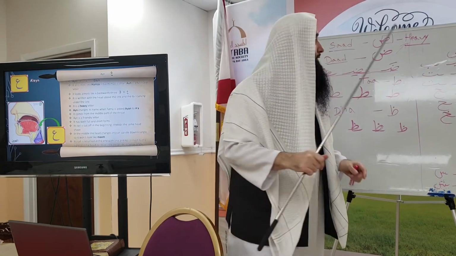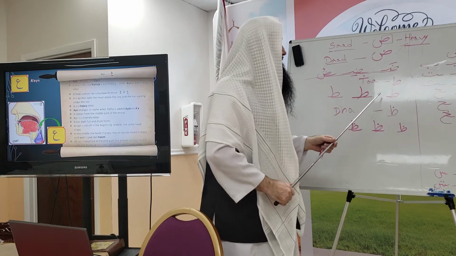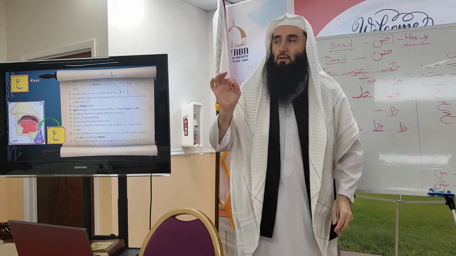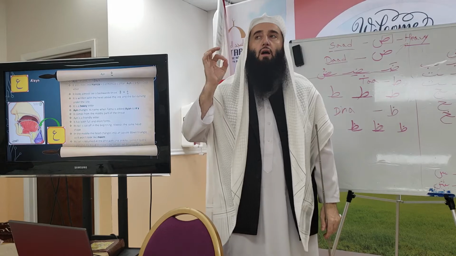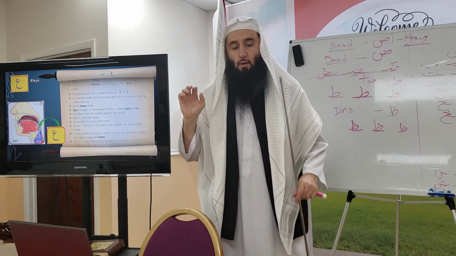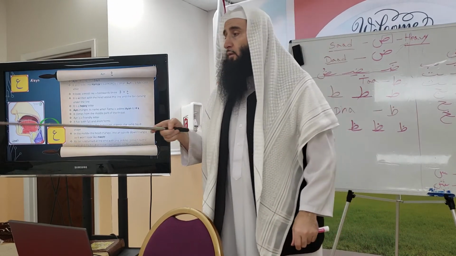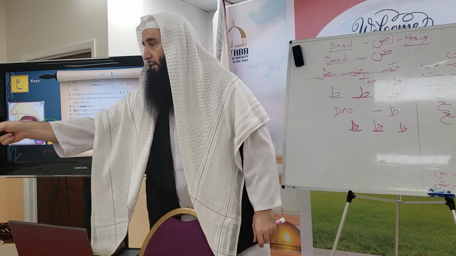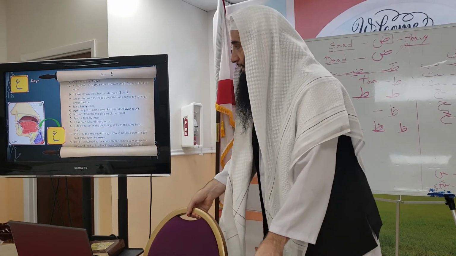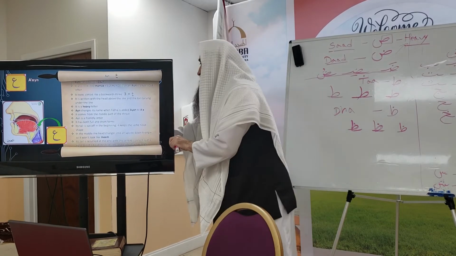We have covered how many heavy letters? 1, 2, 3, 4. Sad, Dad, Ta, Za. These are the heavy letters. 4 letters, no? Yes, 4 letters. So I want you now to open the first page of this one. Yes, that page. And let's see how we're going to read the letters.